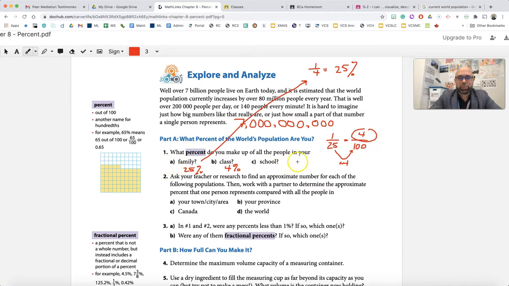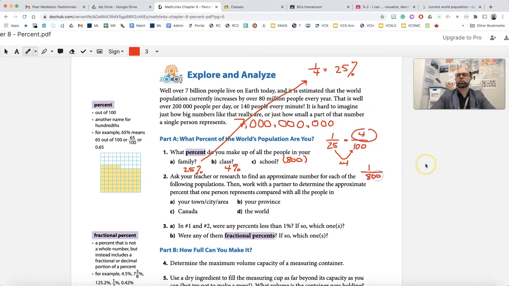What percent do you make up of all the people in your school? I don't have an exact number of students at VCS, but for easy math, let's say 800. I think it's about 800. Okay, and put that in parentheses. That is not our final answer. So to calculate what percent we make up out of the school, we're going to have to use our calculator here and divide 1 by 800.